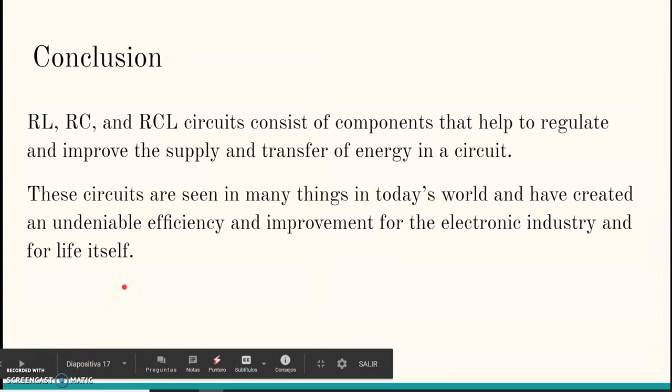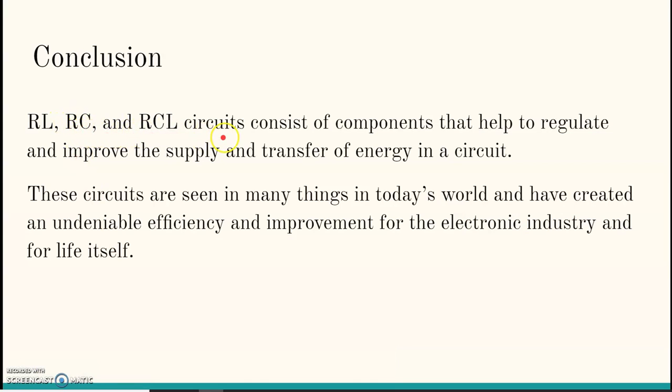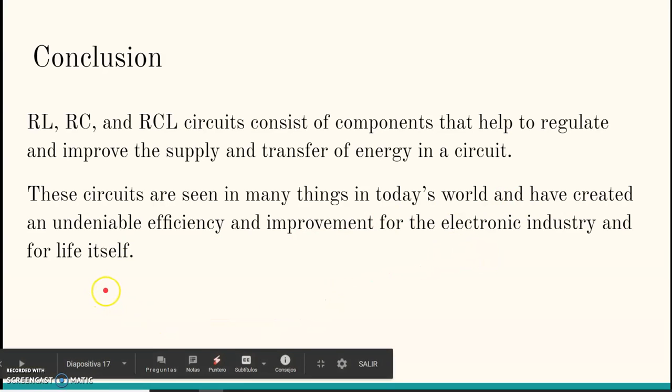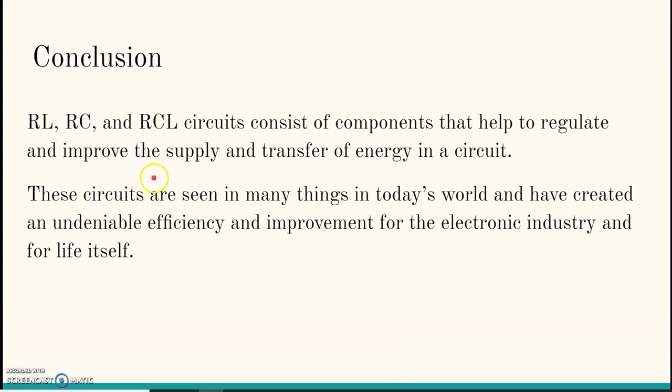As a conclusion, RL, RC, and RLC circuits consist of components that help to regulate and improve the supply and transfer of energy in a circuit. These circuits are seen in many things in today's world, therefore their importance, and have created an undeniable efficiency and improvement for the electronic industry, the electric industry, and for life itself. That's why I think it's important to learn more, at least a little bit more, about these kinds of circuits, because they are everywhere, from the screen of your phone to the transformer outside your house.